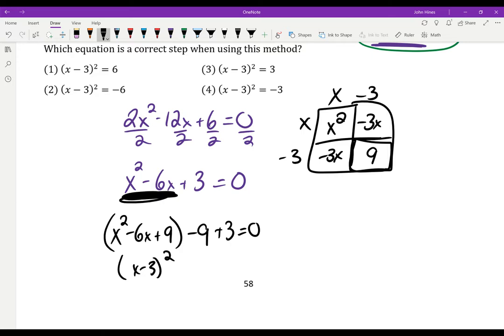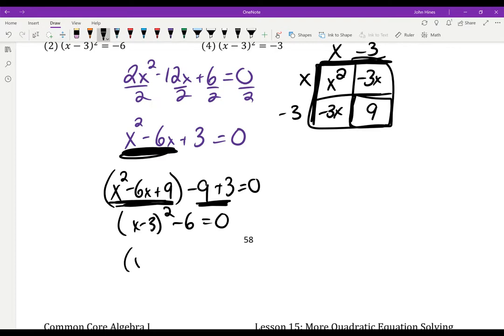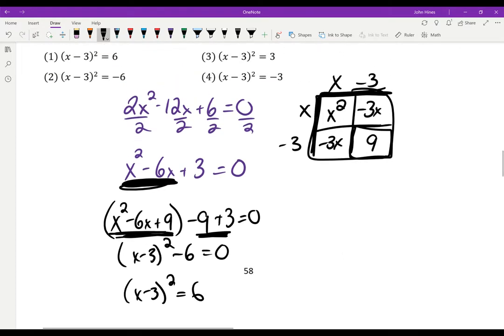So you factor, and combine those guys together. So you factor the inside, x minus 3 and x minus 3, and you leave the outside guys alone. And one more step, and I think we're at the answer. X minus 3 squared equals 6.